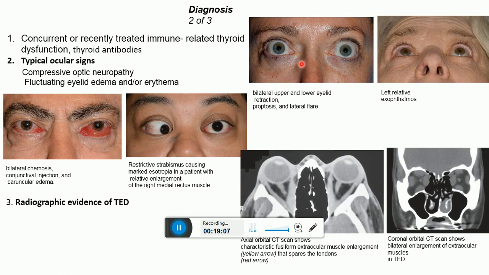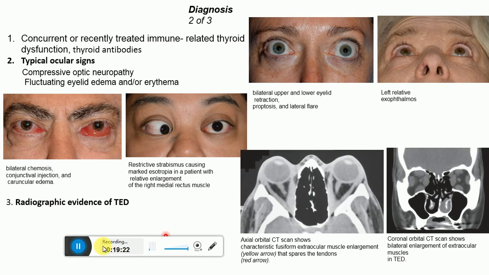Here is bilateral upper and lower eyelid retraction, proptosis, and lateral flare, with relative exophthalmos of the left eye, as you can see. The third is radiographic evidence of thyroid eye disease, which you can see in this axial orbital CT scan. It shows characteristic fusiform enlargement of the extraocular muscle, in yellow, that spares the tendons. Here you can see a coronal orbital CT scan showing bilateral enlargement of the extraocular muscles.